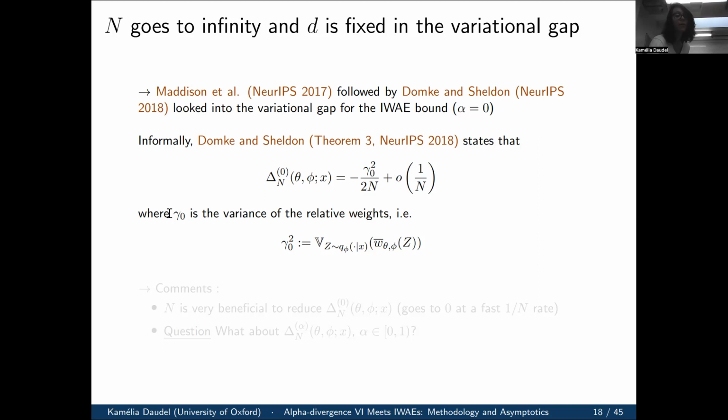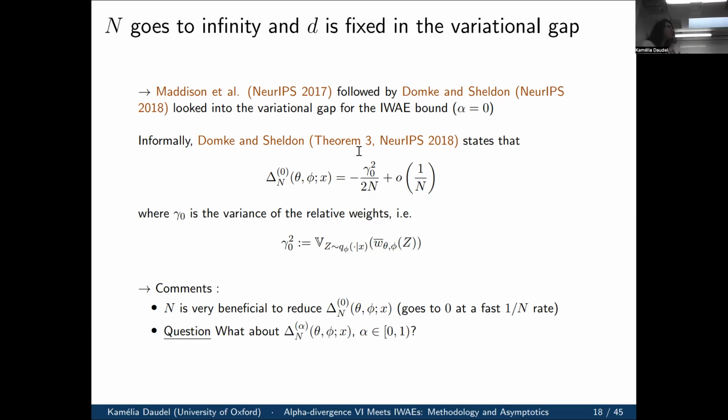And gamma 0 squared, I forgot to correct it, is the variance of the relative weights. So it's the variance of the weights I mentioned to you before. Basically, the high-level perspective is that if you increase n in this expression, you will see that n is very beneficial to reduce the variational gap. So it motivates playing with n and trying to increase it. And now that we've got this analysis, we were like, okay, can we adapt this framework to our more general bound? Is it making sense to everybody?